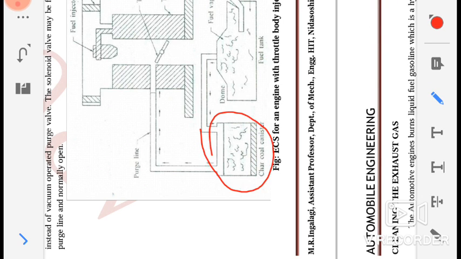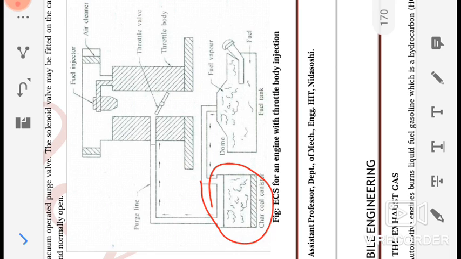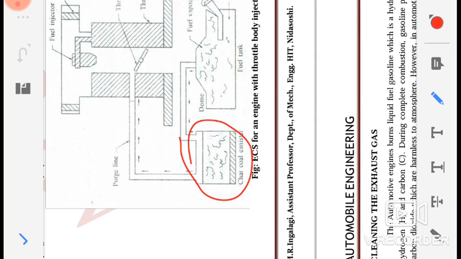The canister consists of activated charcoal. When fuel vapor is formed in the fuel tank and escapes from the fuel tank, the canister is connected to the fuel tank. Then the purge line from the canister is connected to the throttle body. This is the purge line which is connected to the canister and the throttle body.